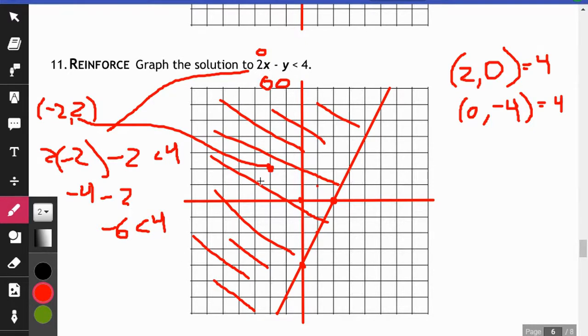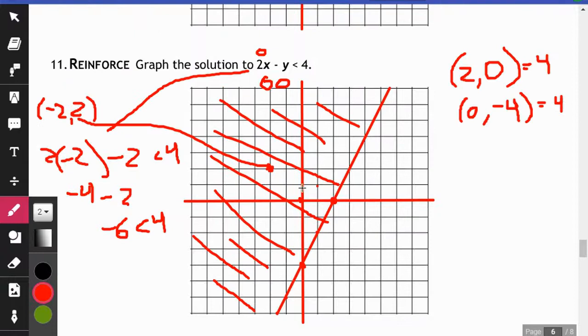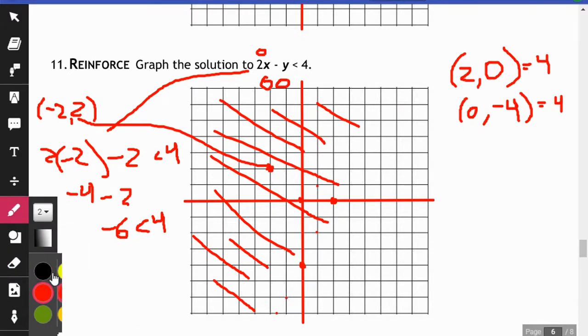We're just seeing that if I plug in the x and y from any of these points into this formula, it'll be less than 4. Now, to be fair, I'm being really sloppy with this right now. We don't want it to equal 4, right? So technically, the line should look like this.